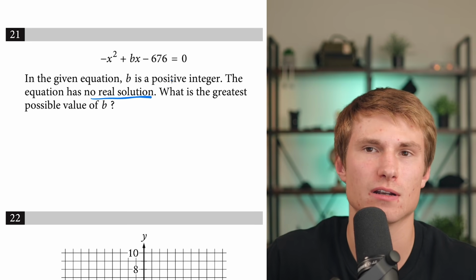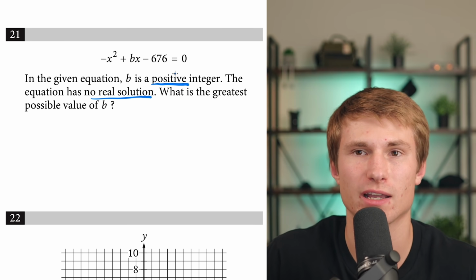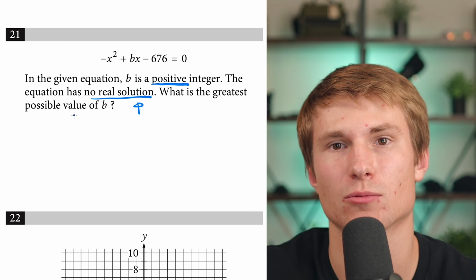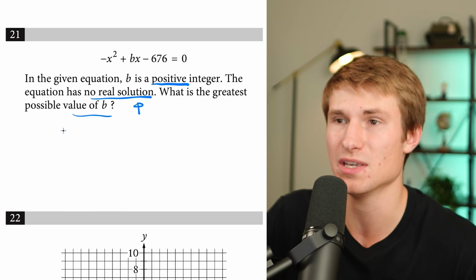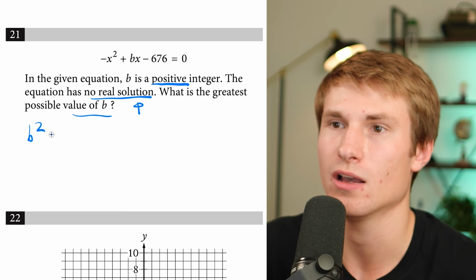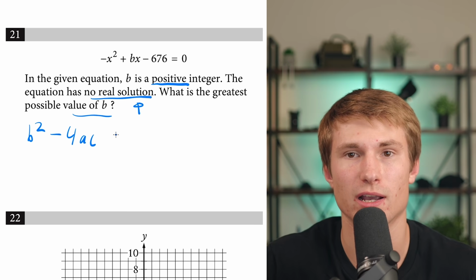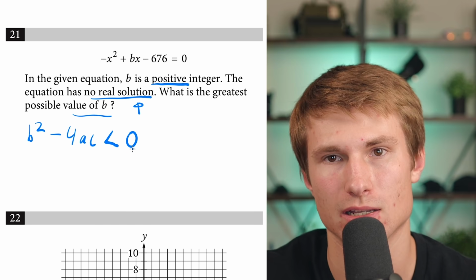So a couple key things here. If you're told that an integer is positive or negative, always pay attention to it. Next, we know that we have no real solution, and we're asked for the greatest possible value of b. What you need to understand here is that for a quadratic to have no real solution, the value of b squared minus 4ac needs to be less than 0.